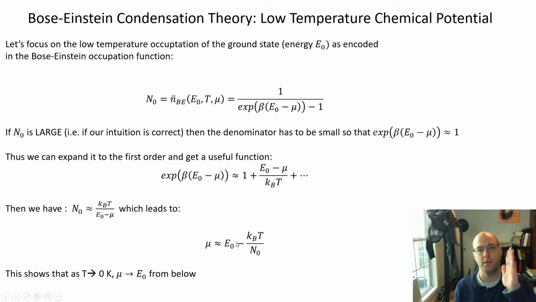So the chemical potential starts at a low number. Ground state energy is here. And as the temperature lowers, the chemical potential moves toward E0 from below. So we have sort of an intuition about the temperature-dependent behavior of the chemical potential. And it's important, right? Because it does show that it's not just a fixed number that you can plug in at every single temperature.